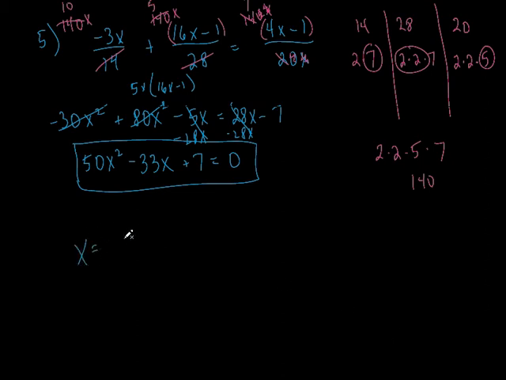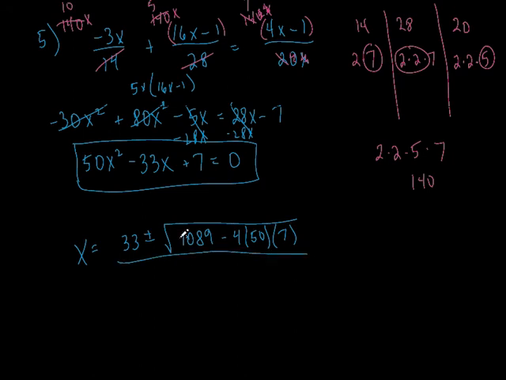X equals negative b, which is 33, right? Plus or minus square root b squared. Somebody do that for me. What's 33 squared? I don't know what that is. 1089? Okay. 1089. So that's b squared minus 4 times a, which is 50, times c, which is 7, right? 4ac. All that is over 2a. Well, 2 times 50 is 100. Alright, so I got 33 plus or minus square root. Somebody do that for me. What's that? That's 200. That's 1400. So 1089.